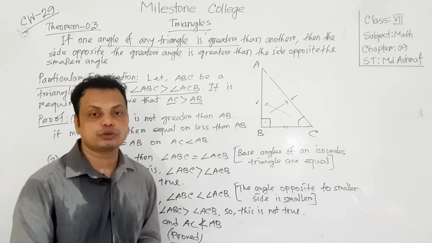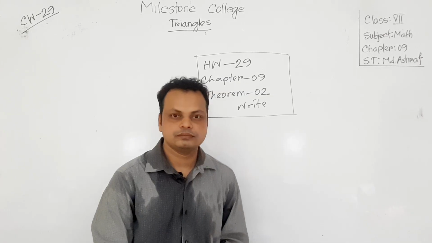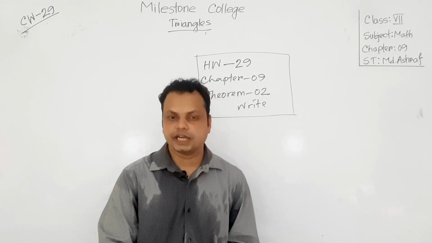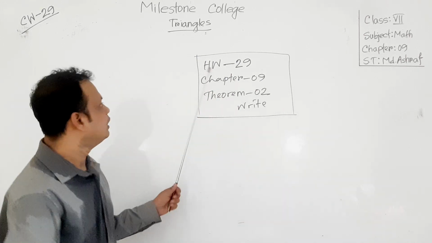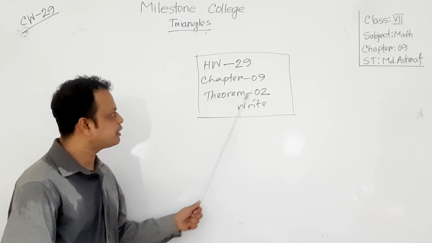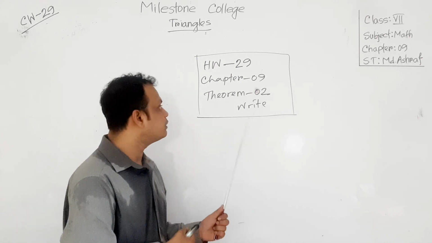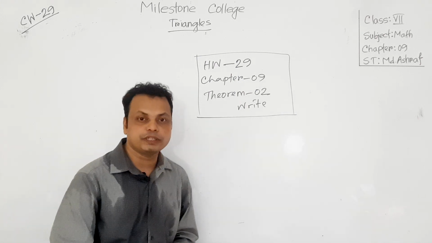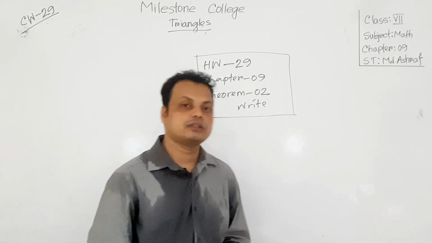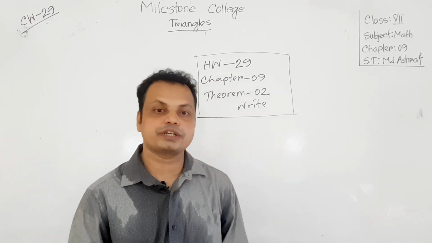Now you will write your homework in your diary. The homework is number 29, chapter 9, theorem 2, that we have already completed. You have to write your homework in your homework copy and submit it to your subject teachers so that they can check.